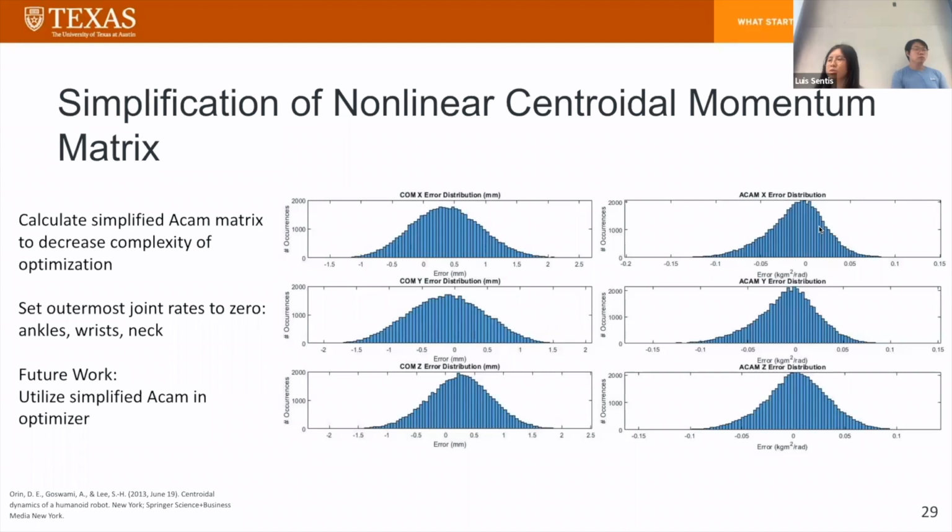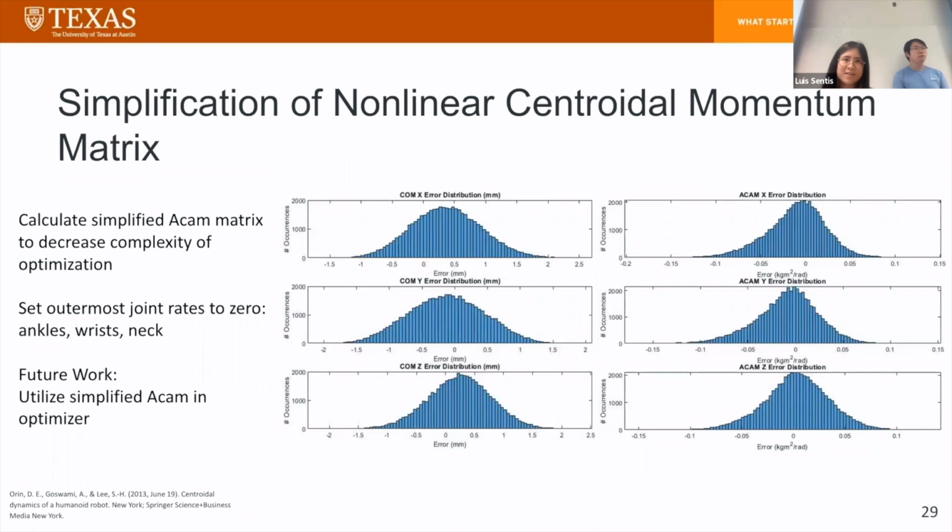To give you some perspective on what kind of magnitude that is, if you have a robot that rotates around its z-axis, the angular momentum is around 50 kilograms meters squared per second. So this is pretty small. We didn't have time to implement this. So future work would be using this simplified ACAM matrix versus the whole joint configuration ACAM matrix.